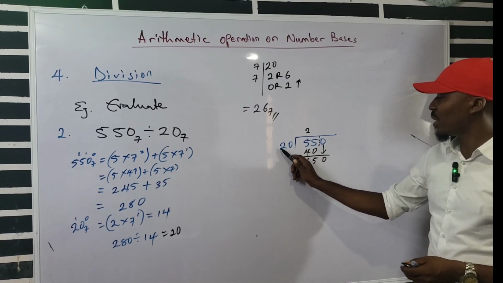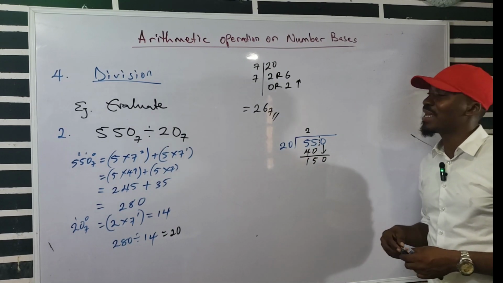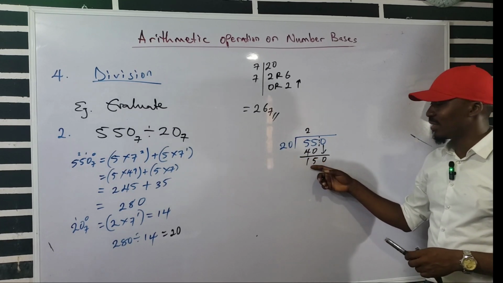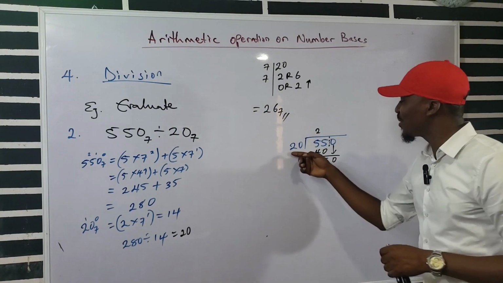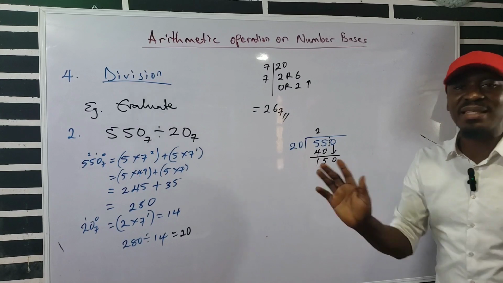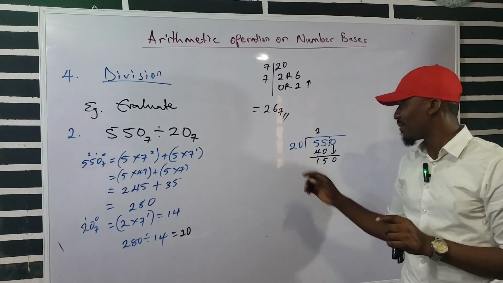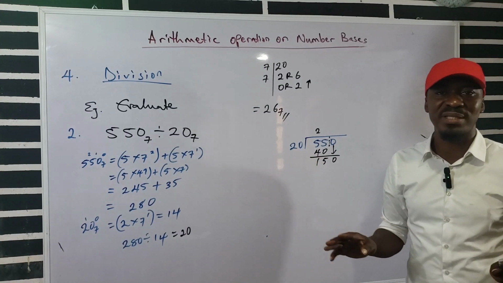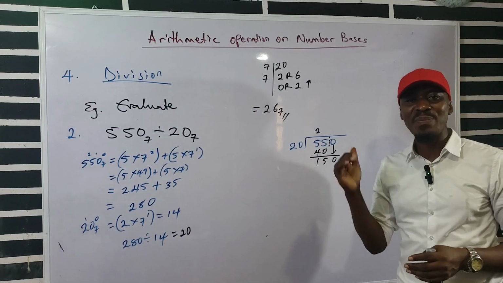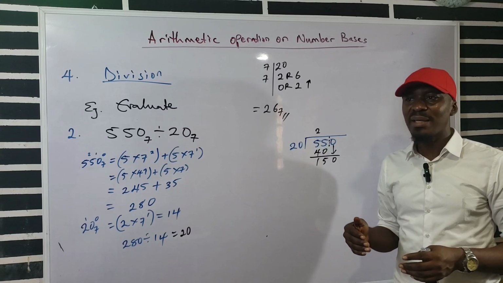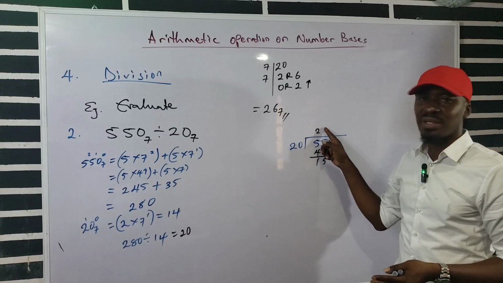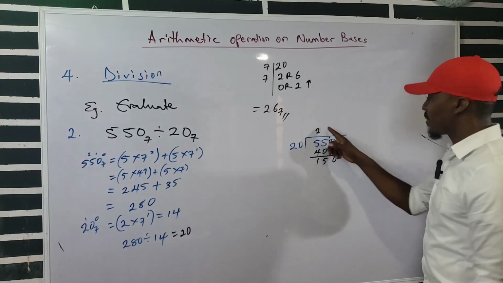Now, how many 20 are you going to get in 150? Yes, exactly what I was saying. How many 20 will you get in this? In base 7, how many 20 will you get in 150? Some of you already are saying 7 because 7 times 20 will give you 140. That's actually wrong, because we are doing this in base 7. So you can't get up to 7. You can't write 7 here.